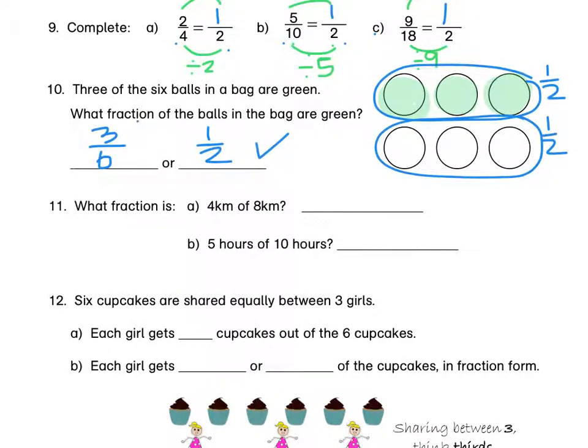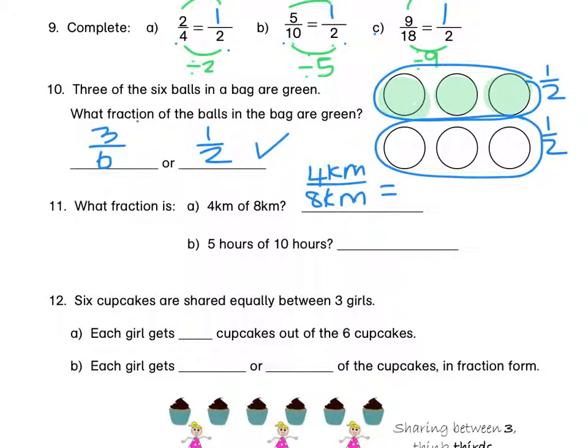For 11, what fraction is 4 kilometers of 8 kilometers? So we say we've got 4 kilometers out of 8 kilometers. Now we can see we are comparing kilometers to kilometers, so we are going right so far.